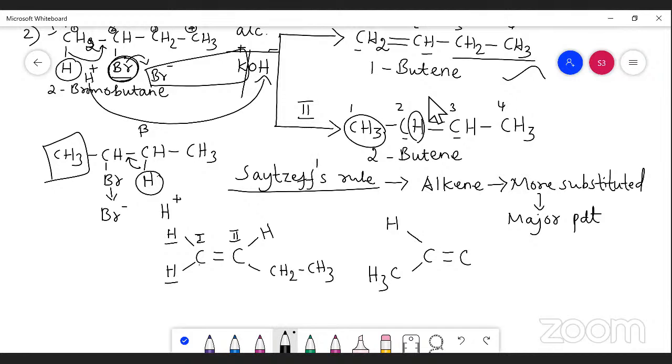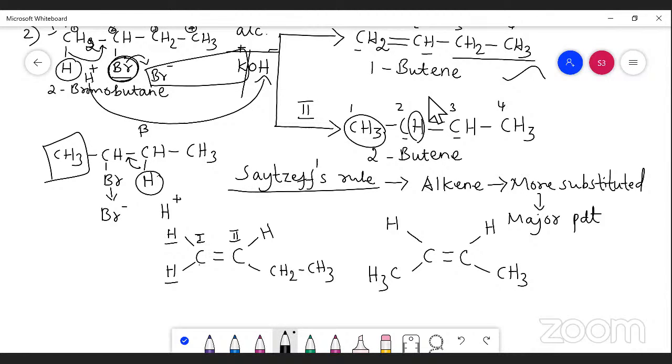Then only you have to split those groups which are attached. So H, methyl group, and your next carbon also H, methyl group.